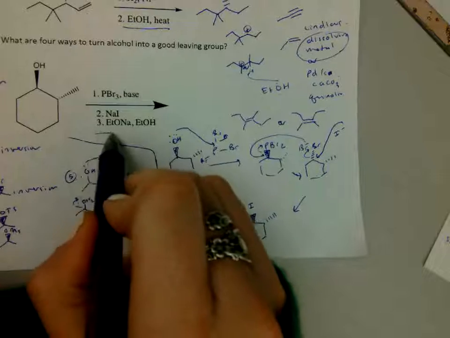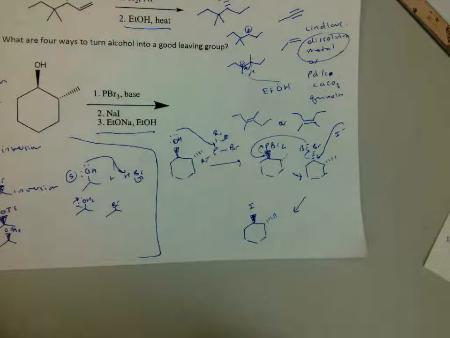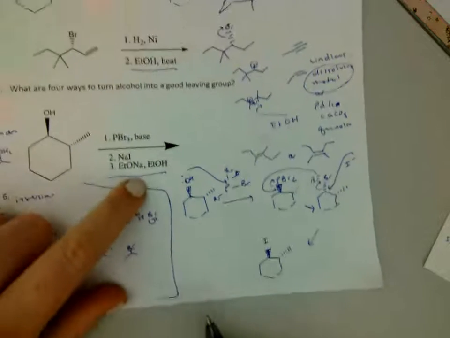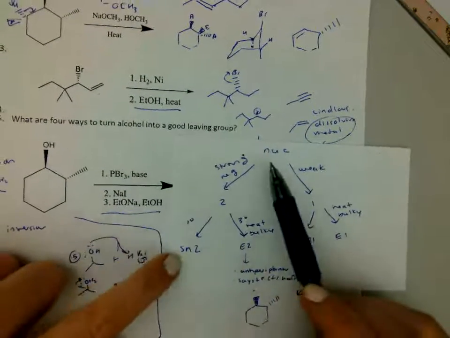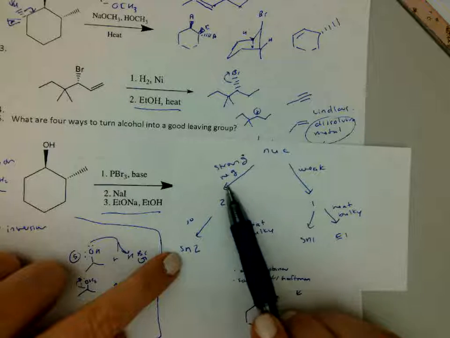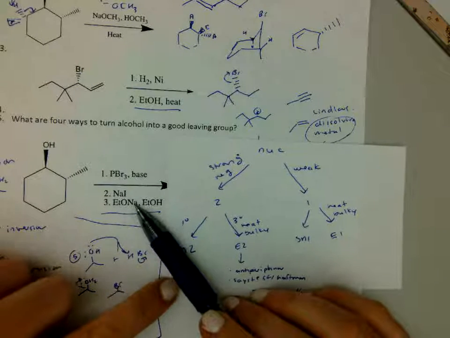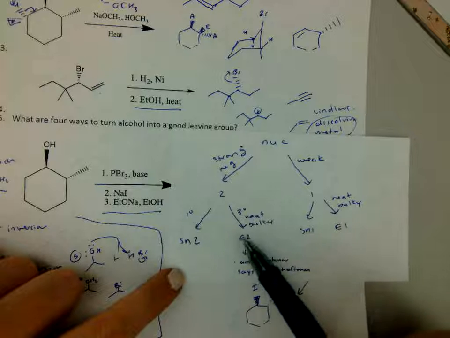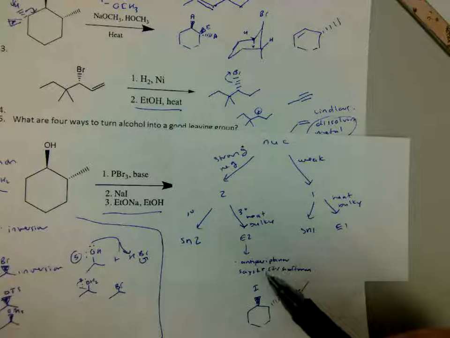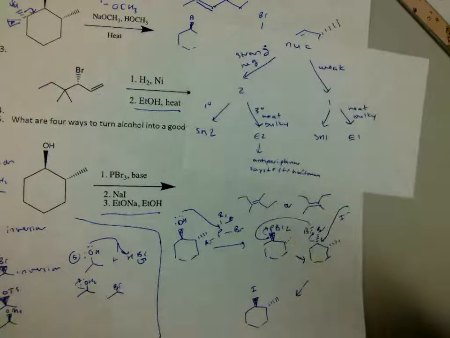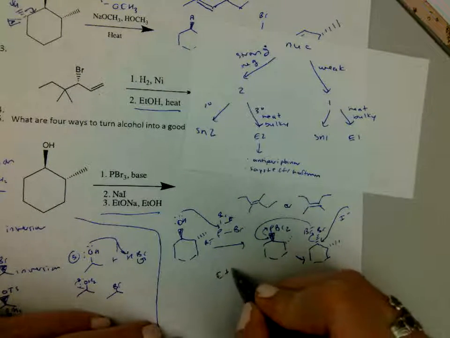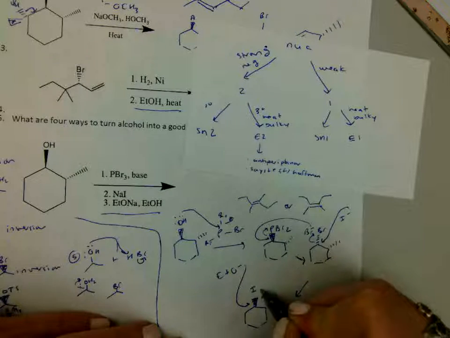And then the next step looks actually like another substitution or elimination. It doesn't look like an acid base. There's a good leaving group, and there's a good base. Looks like a substitution or elimination. It's a strong nucleophile, because it's negative there. And there's no heat. So I think this would proceed as an SN2 reaction. So the EtO minus would come in and kick this out.